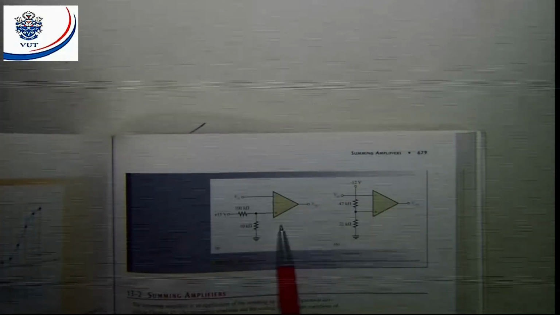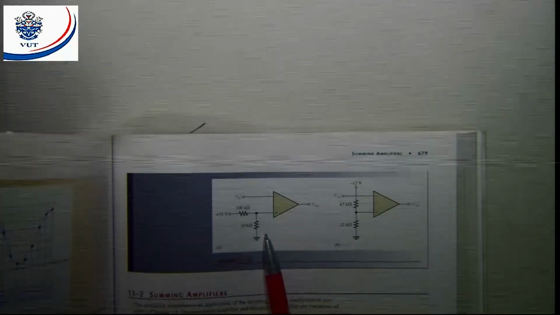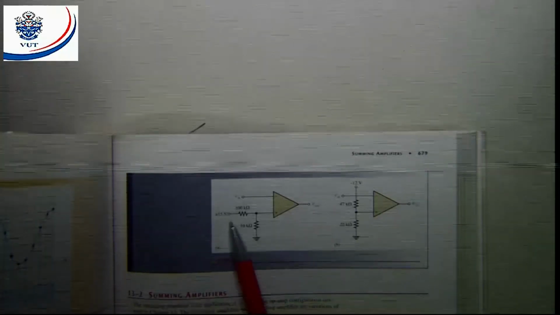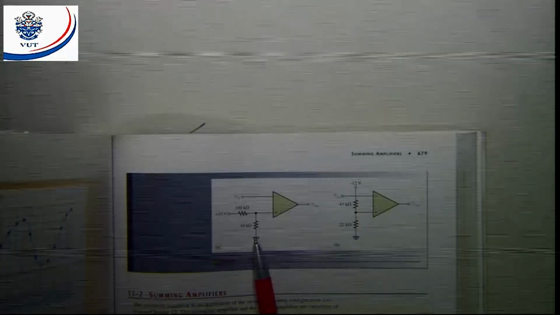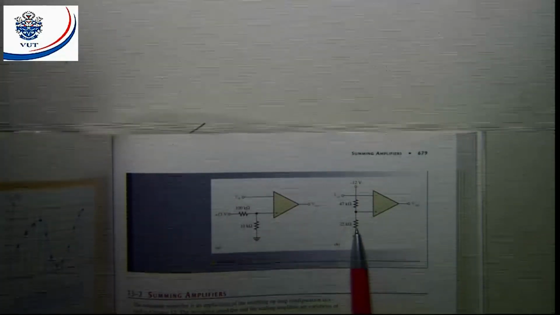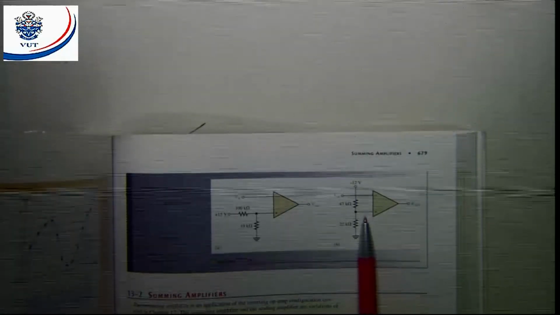Here they show us also a few comparators with different reference voltages making use of a voltage divider. The first one has a positive reference voltage at the non-inverting input, and the second one has a negative reference voltage at the non-inverting input.